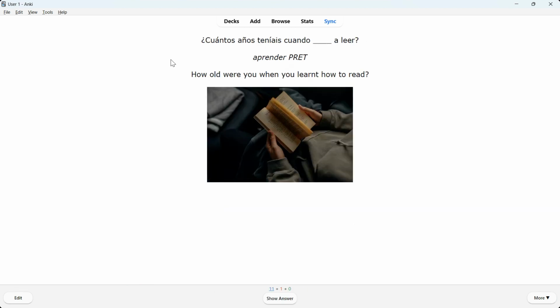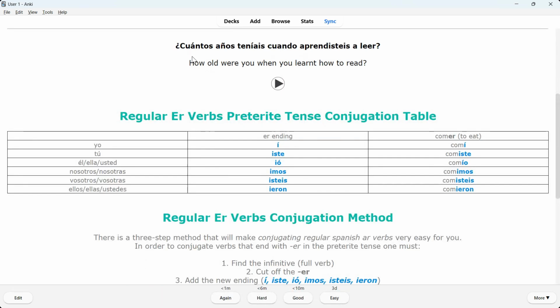How old were you when you learned how to read? ¿Cuántos años teníais cuando aprendisteis a leer? And again, we see we have the answer right over here.